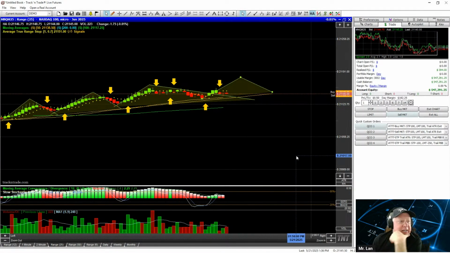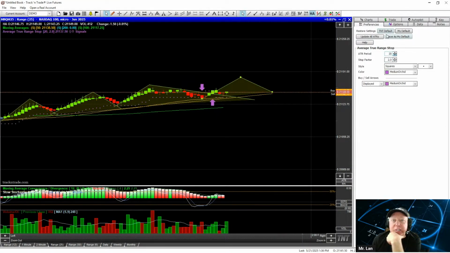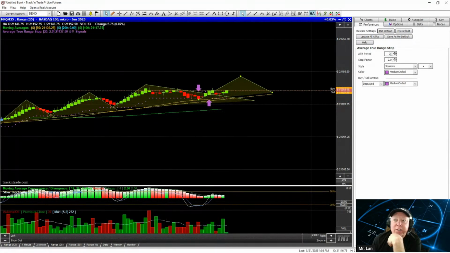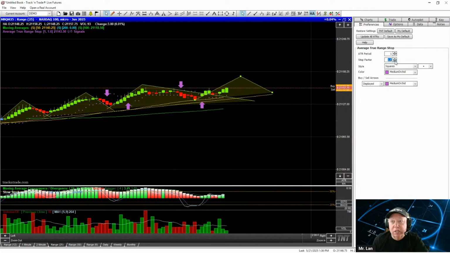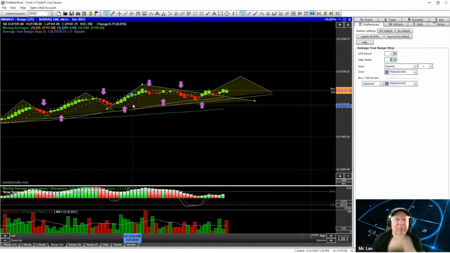Those are on the ATR. Let me show you the ATR. ATR is like this in Track and Trade. If you hit the TNT defaults, then it goes to 20 and 2.0, and they try to catch longer term trends. But since I'm scalping, I like to turn that way down. So this is 1, and I bring this way down. Usually I start off at 1 and 1. So right there, 1 and 1, like that. And that works pretty good.